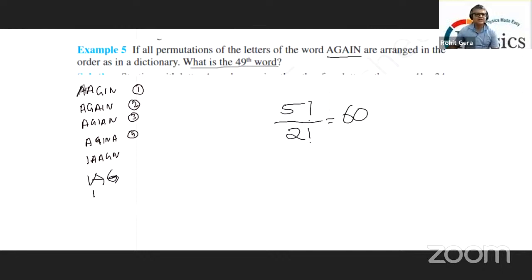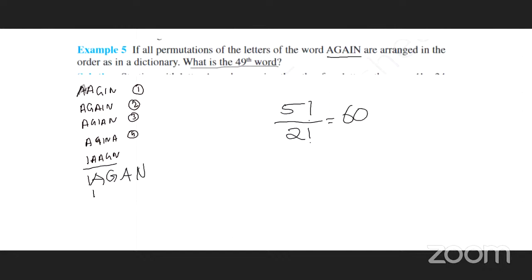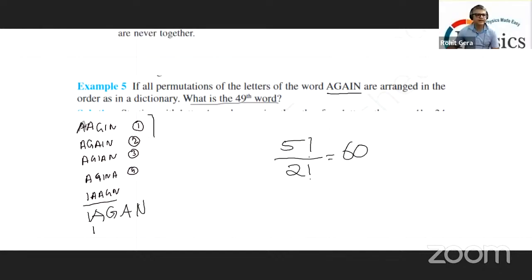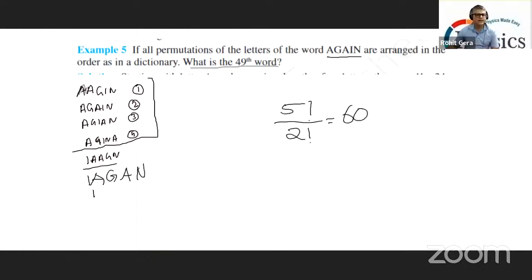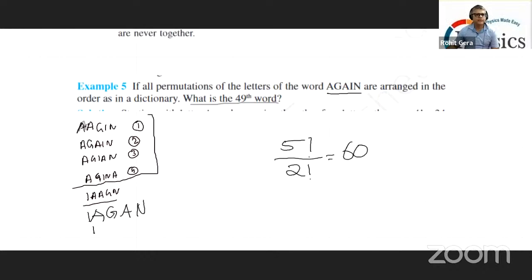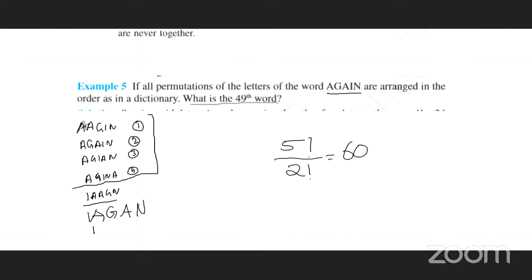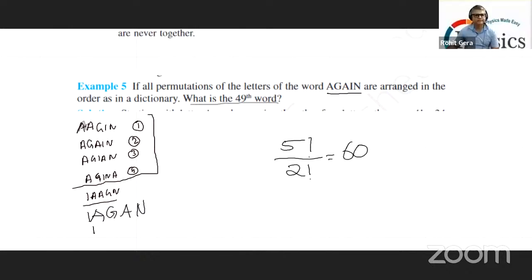How many words are there starting from A? Calculate, na? How many words can you create using A? Let's count them instead of writing them. The words which will start with A, how many are possible? 4 into 3 into 2 into 1. Okay, 24. It's like 24.